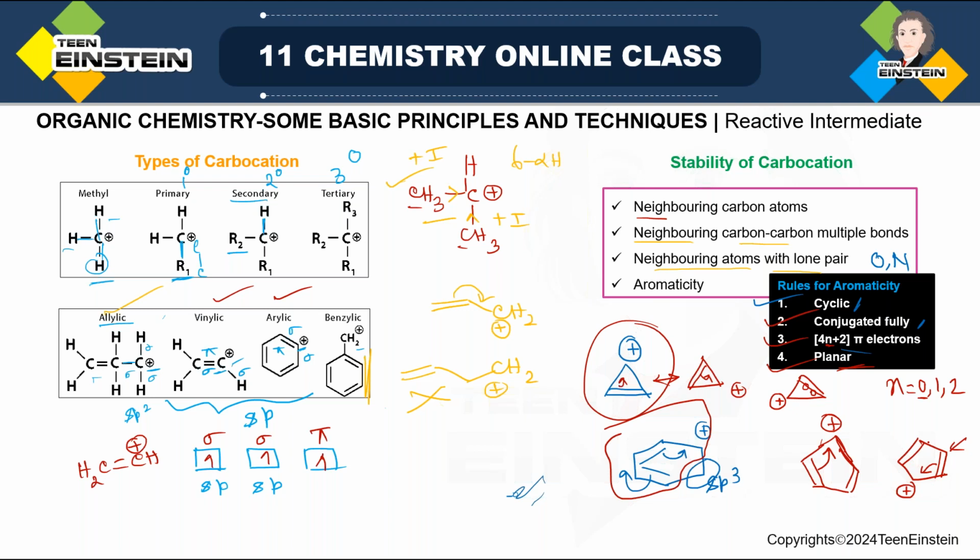But the 4n plus 2 pi electrons rule is not satisfied because you now have a total of 4 pi electrons. And if you put n equal to 1, it will be 6 pi electrons. So after 2 pi electrons, the next value for n equal to 1 is 6. So it is not aromatic, it is not stable. Actually, it is anti-aromatic. When the first three conditions are fulfilled, but the last condition is changed to 4n pi electrons rather than 4n plus 2, it will be anti-aromatic, and anti-aromatic species are very, very unstable. So in this way, you can understand that when aromaticity factors are present, the species will be very stable.